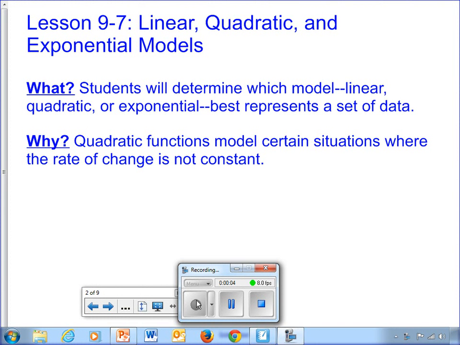This is lesson 9-7 entitled Linear, Quadratic, and Exponential Models. Our objective in this lesson is that you will determine which model, linear, quadratic, or exponential, best represents a set of data.